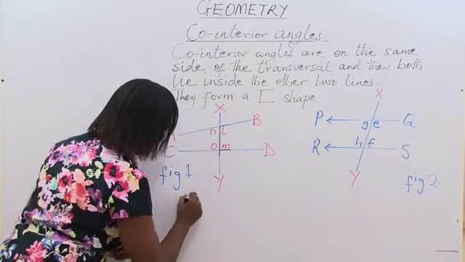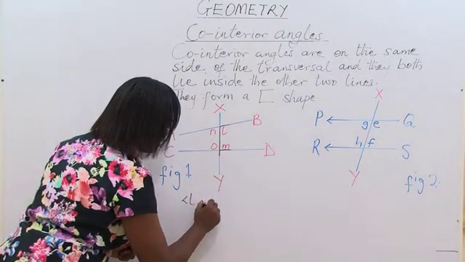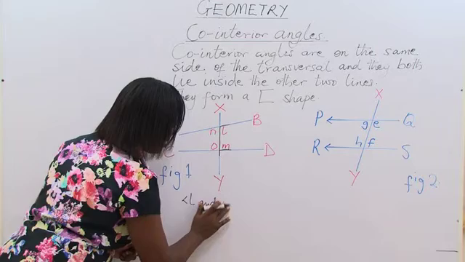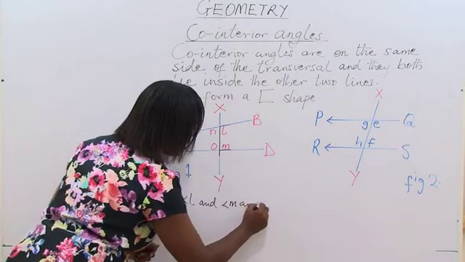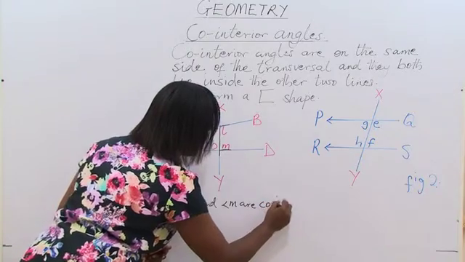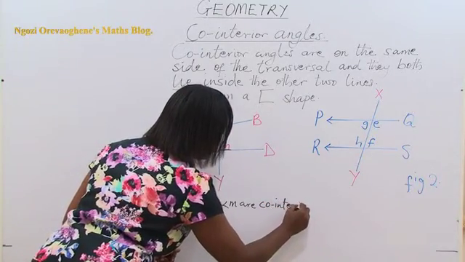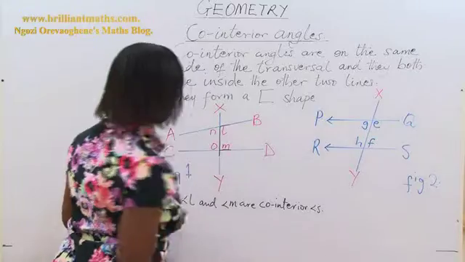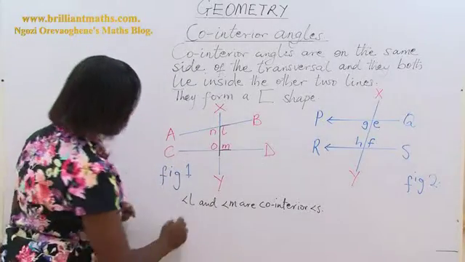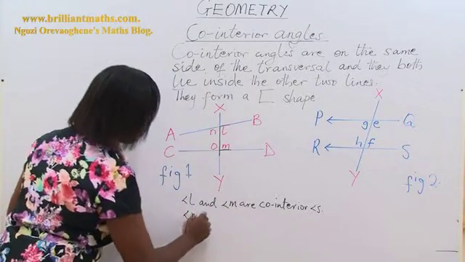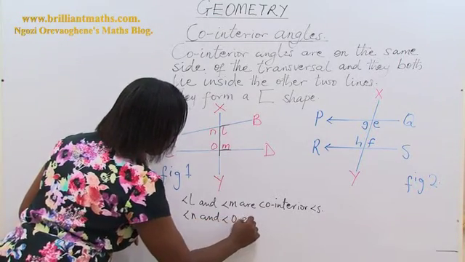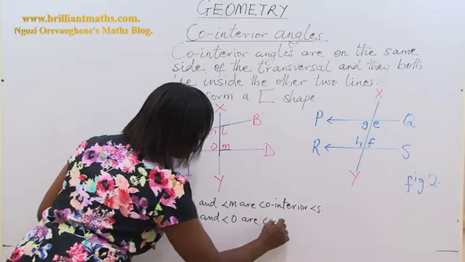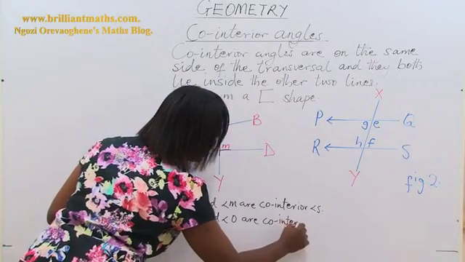So angle L and angle M are co-interior angles. Also, angle N and angle O are co-interior angles.